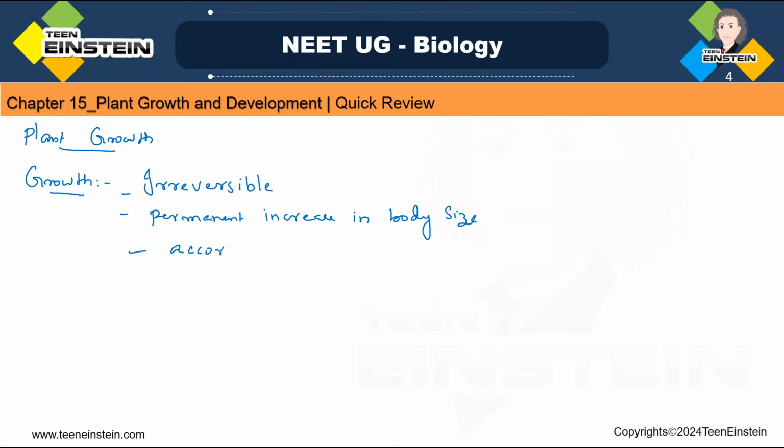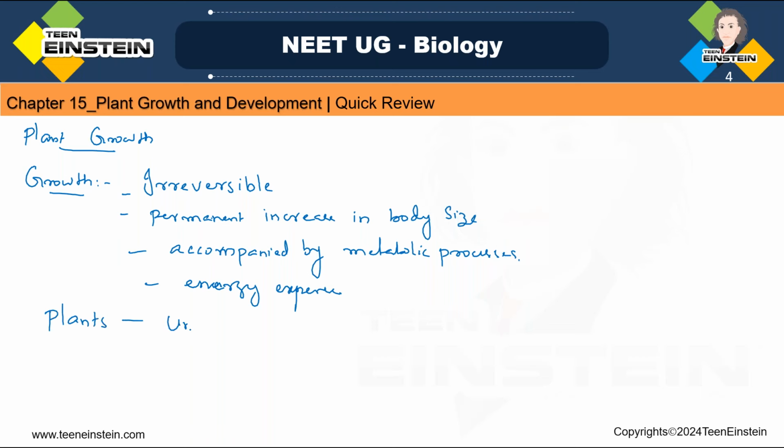These metabolic processes occur at the expense of energy. So there is an energy expense for these metabolic processes. In the case of plants, plant growth is unique because plants retain their capacity for unlimited growth throughout their life. Their growth is unlimited throughout their life. That's what we can say about plants.